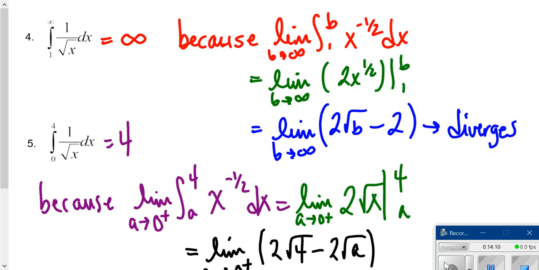Okay, so we had one that diverges, that's problem 4, and one that converges, that's problem 5. Problem 4, you needed to rewrite the upper bound because of the infinity. Problem 5, you needed to adjust because the lower bound causes the function to be undefined.